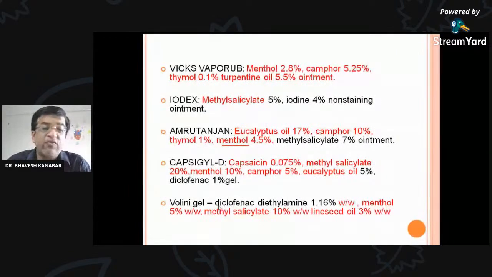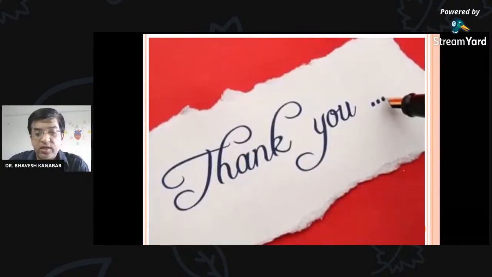Volini gel is very famous; you may have used it. It contains diclofenac, which is an NSAID, along with counter irritants like methyl salicylate, linseed oil, and menthol. So these are examples you can remember: Vicks Vaporub, Iodex, Amrutanjan, Capsigel, or Volini gel. So that is all about local anesthetics and counter irritants.